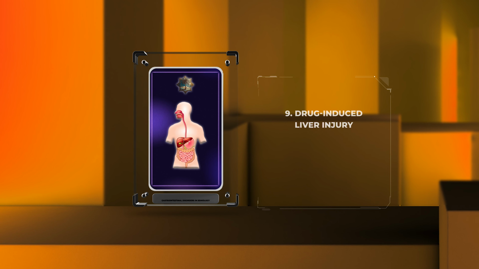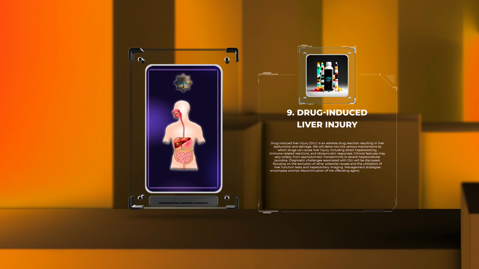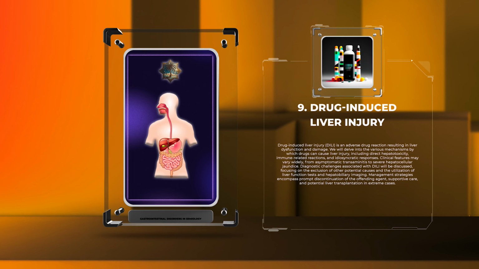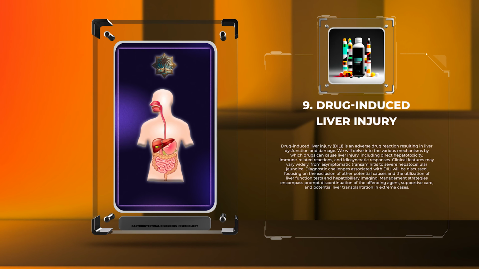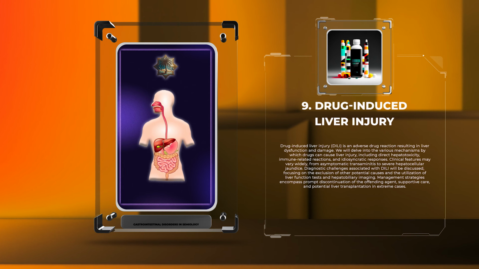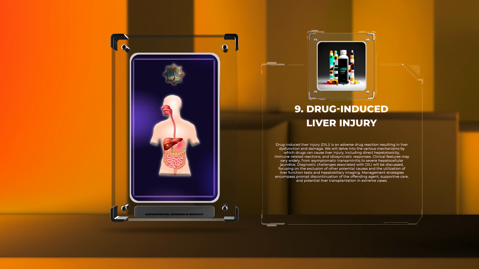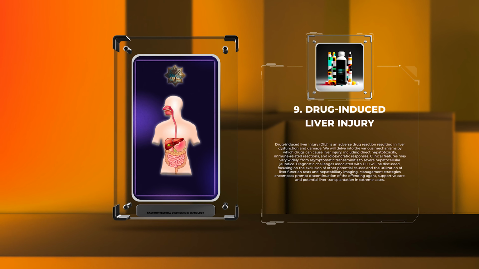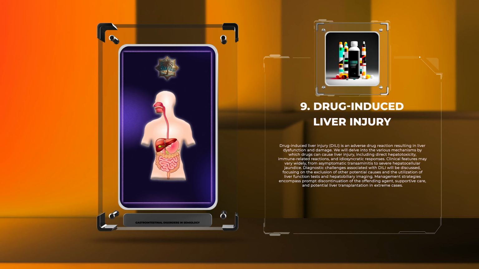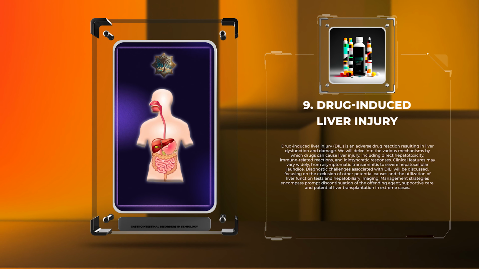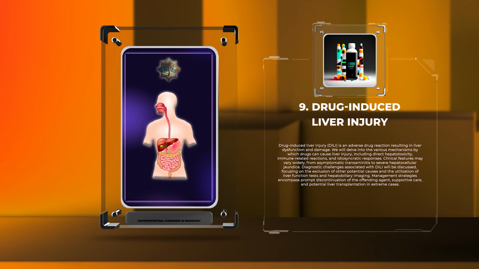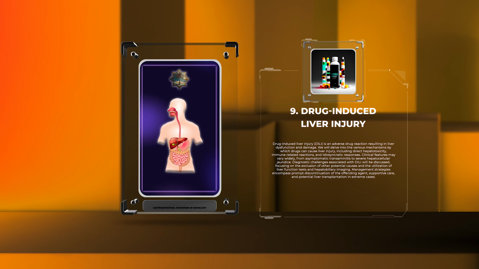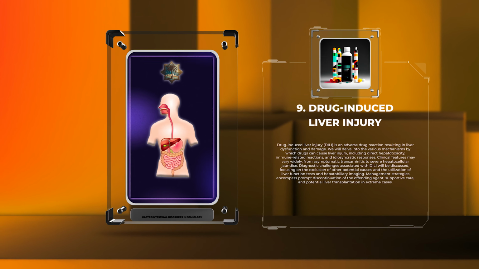Drug-induced liver injury, DILI, is an adverse drug reaction resulting in liver dysfunction and damage. We will delve into the various mechanisms by which drugs can cause liver injury, including direct hepatotoxicity, immune-related reactions, and idiosyncratic responses. Clinical features may vary widely, from asymptomatic transaminitis to severe hepatocellular jaundice. Diagnostic challenges associated with DILI will be discussed, focusing on the exclusion of other potential causes and the utilization of liver function tests and hepatobiliary imaging. Management strategies encompass prompt discontinuation of the offending agent, supportive care, and potential liver transplantation in extreme cases.